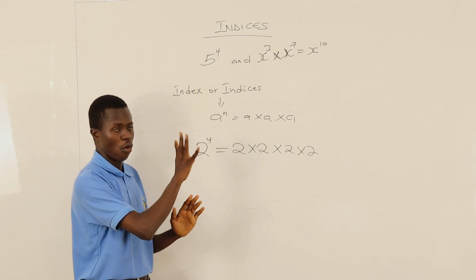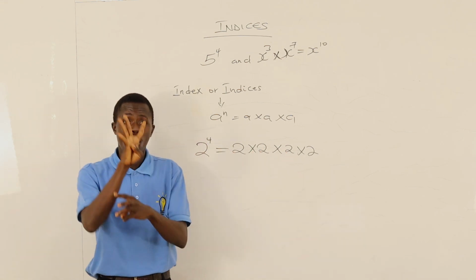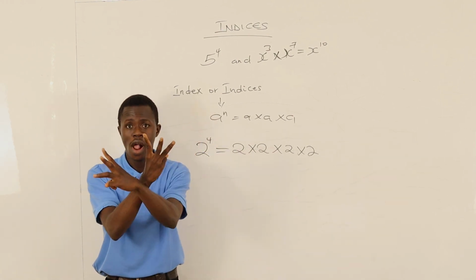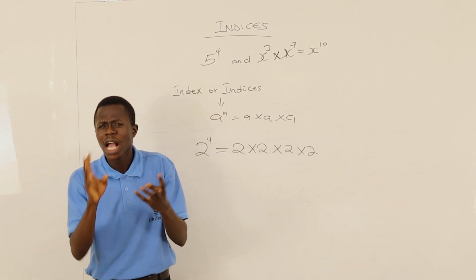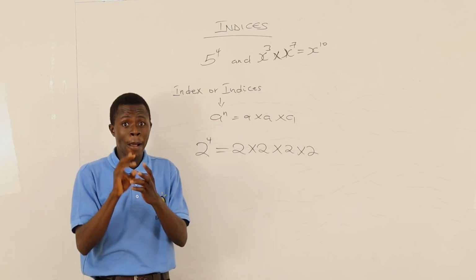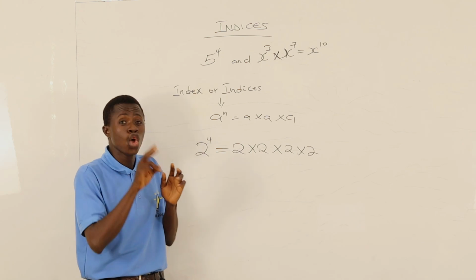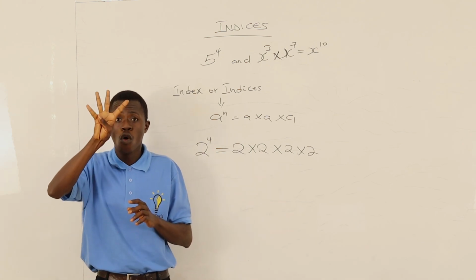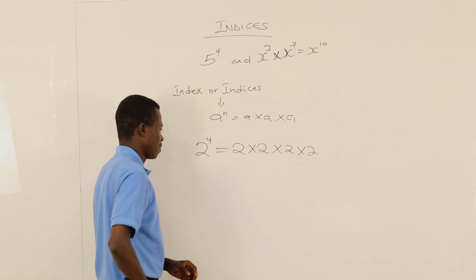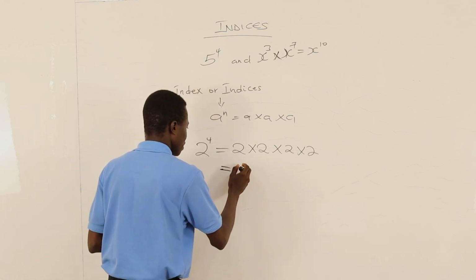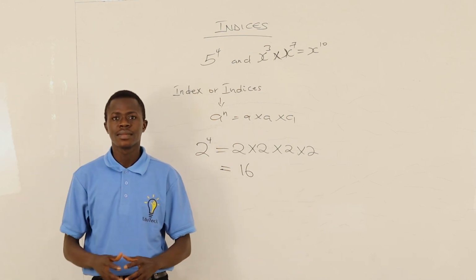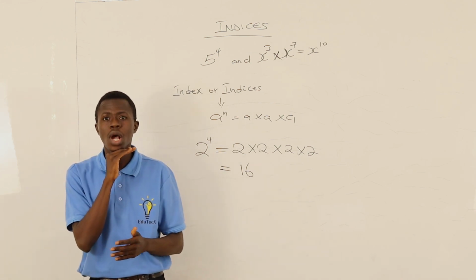So what would the answer be now? Now we are looking for the actual answer. 2 multiplied by 2 is 4, right? So on both sides, it's 4 multiplied by 4, which is going to be 16. So that means that 2 raised to the power 4 in effect is going to give you an answer of 16. So we know 2 raised to the power 4 will give us an answer of 16.